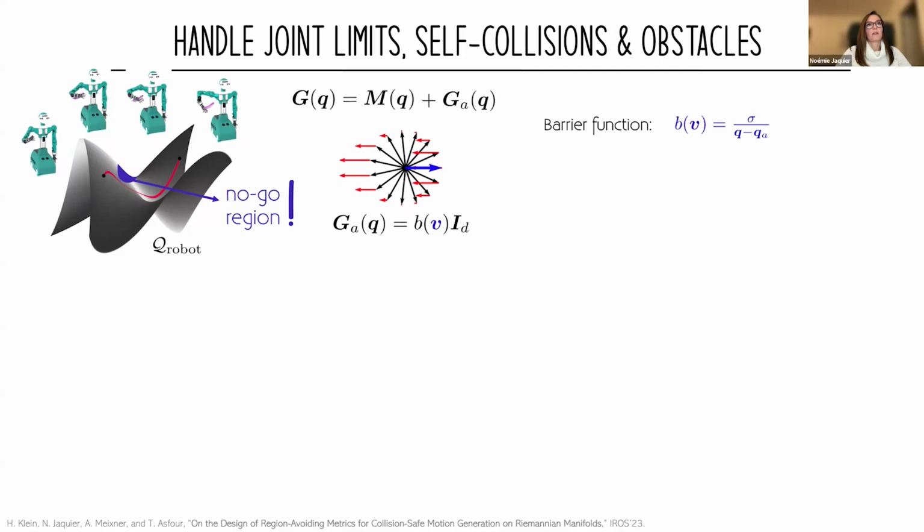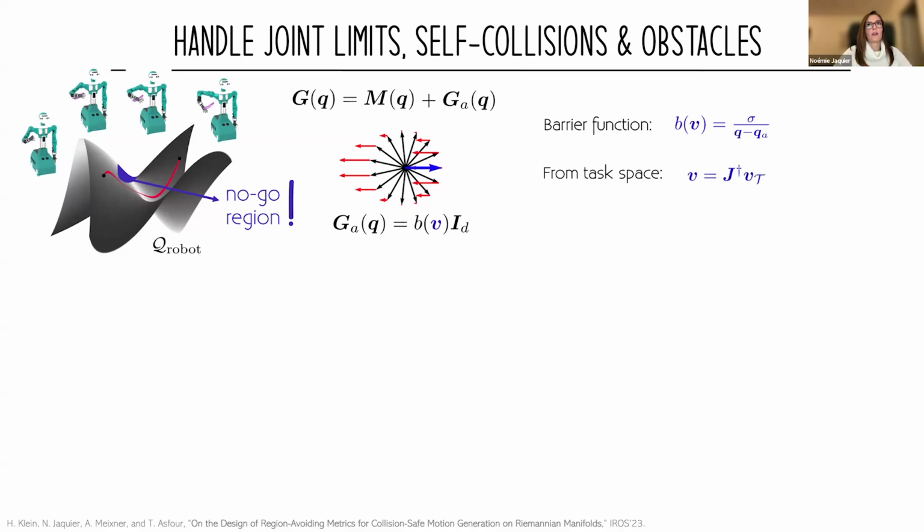this defines this term that is B, and the full metric is the identity matrix multiplied by this barrier function. So what it does is that the metric close to the no-go region becomes very, very high. So it gives paths that are longer and longer the closer you go to the no-go region. At the end of the day, the length of the path going through the no-go region is infinite, and the robot will never go there because we are still following the shortest path on the configuration space manifold.